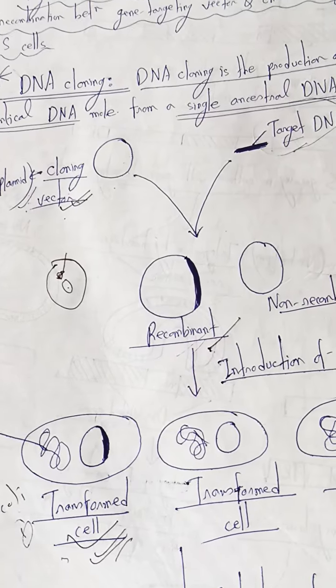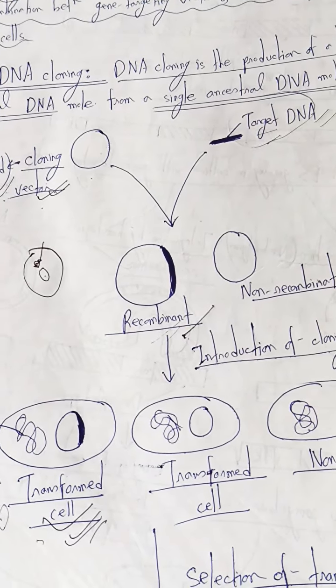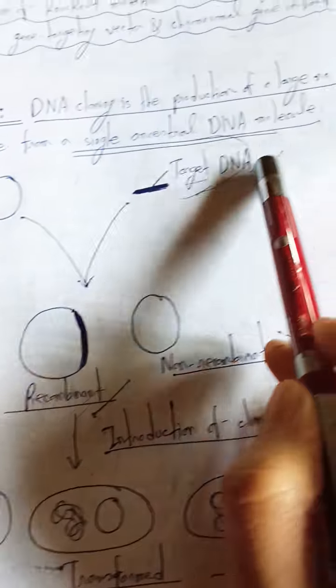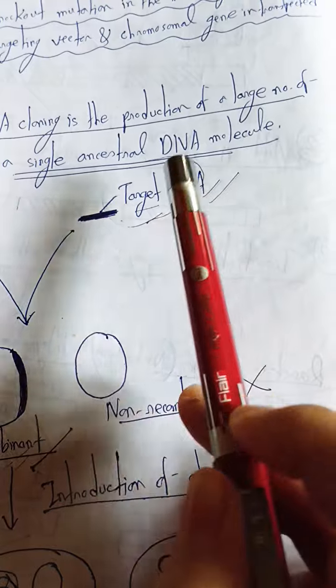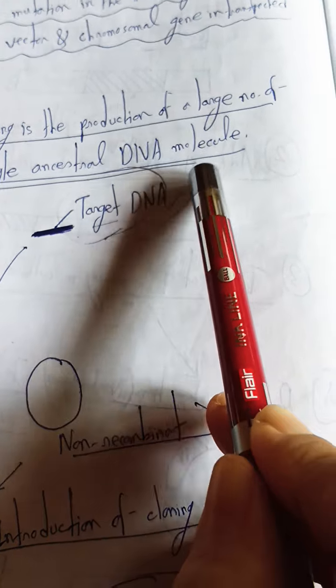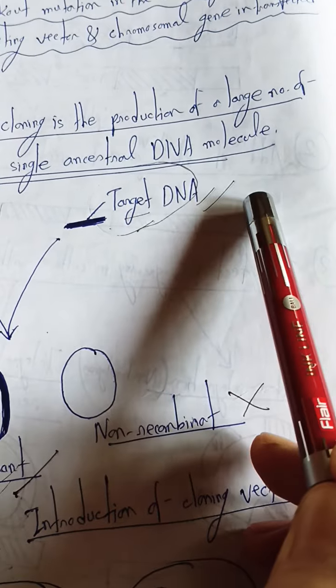Today we see the process of DNA cloning in bacteria using a plasmid vector. Suppose for DNA cloning we first use the target DNA which contains our gene of interest, and we isolate this target DNA from a genomic library or cDNA library.